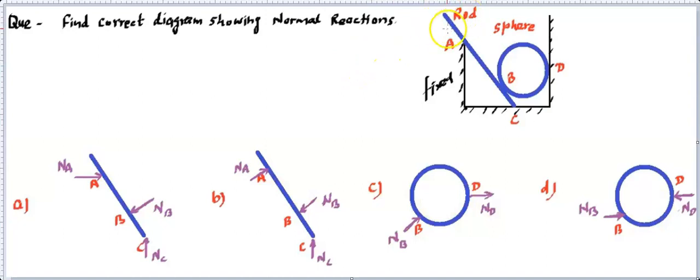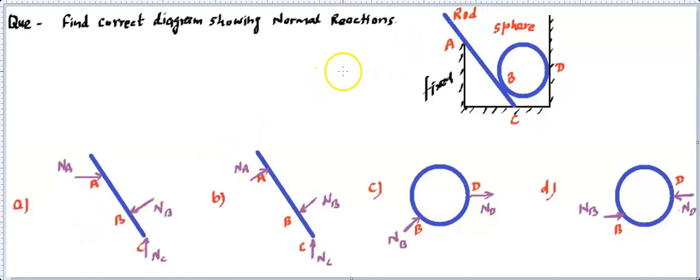So we need to see this rod separately, and this sphere separately. Here the rod has been drawn separately. Let's say what this rod is going to get. The rod is going to get a normal reaction at A, at B, and at C, because these are contacts. Normal reaction is a contact force. It acts whenever there is contact between two objects. So let's talk about point A and check option A.